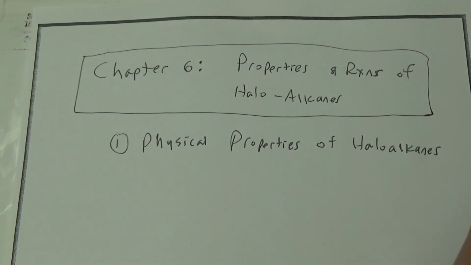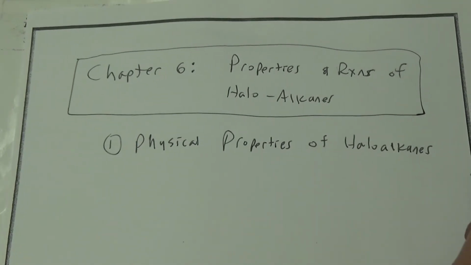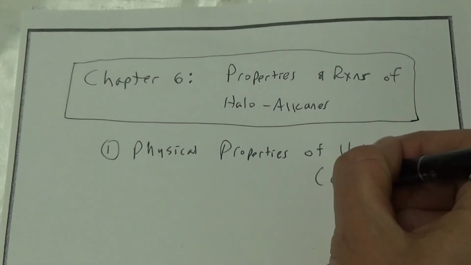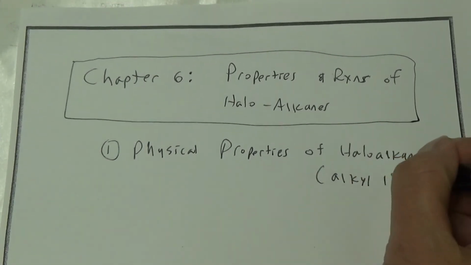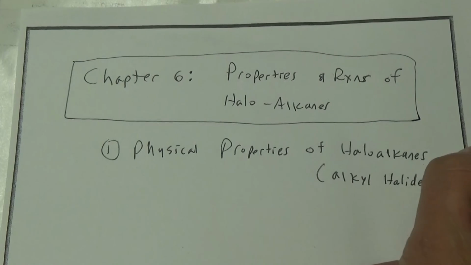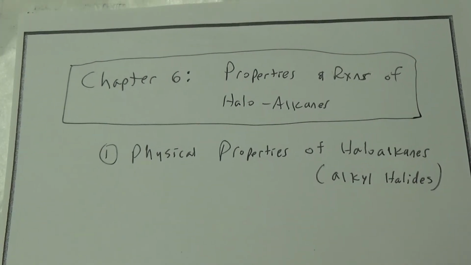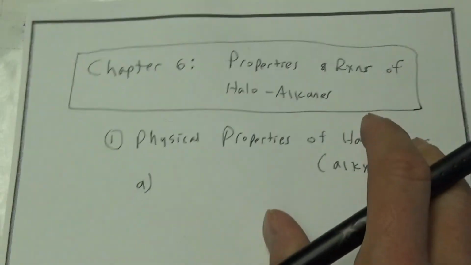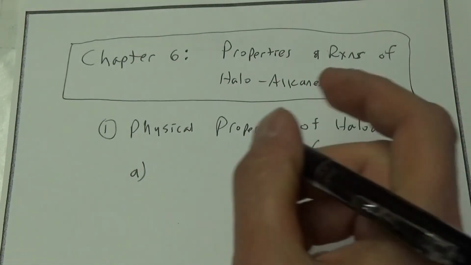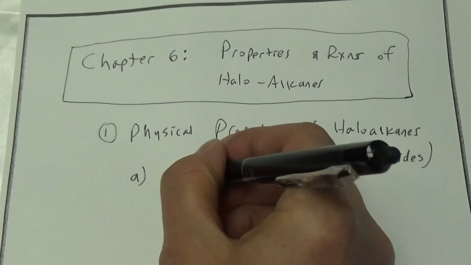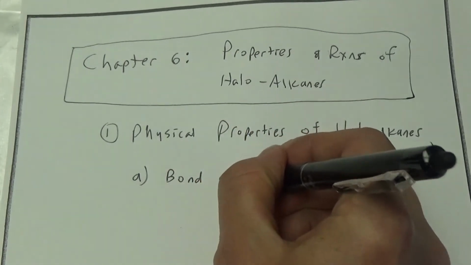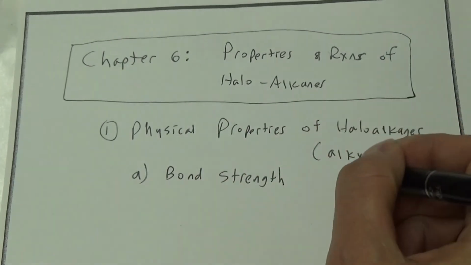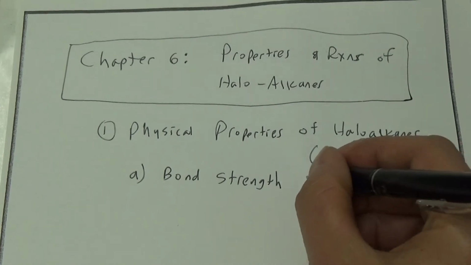And maybe a good place to start, and these are also called alkyl halides. Alkyl halides. That's another name we often see in chemistry. So a good place to start is the bond strengths for different alkyl halides.